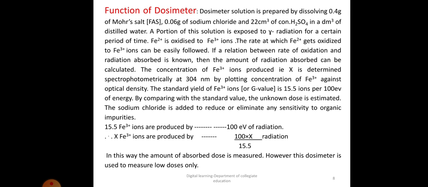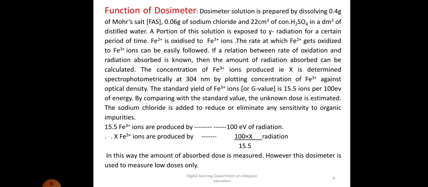Ferrous is oxidized to ferric ions. The rate at which ferrous gets oxidized to ferric ions can be easily followed. If a relation between rate of oxidation and radiation absorbed is known, then the amount of radiation absorbed can be calculated. The concentration of Fe3+ ions produced, that is X, is determined spectrophotometrically at 304 nanometer by plotting concentration of Fe3+ ions against optical density.